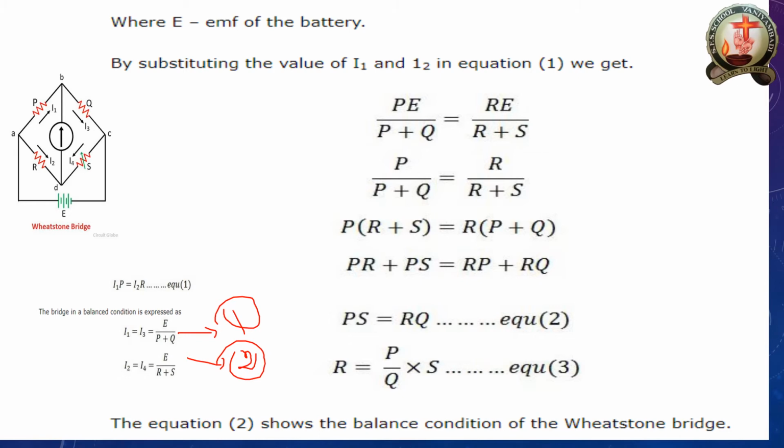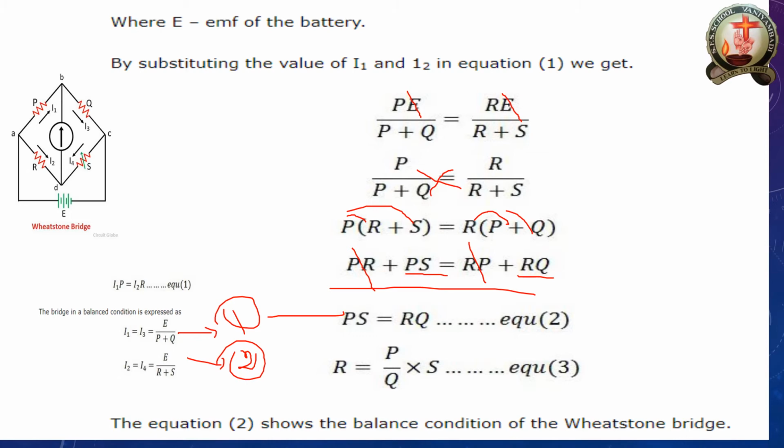PE over P plus Q is equal to RE over R plus S. So this E gets cancelled. We get P into R plus S equals R into P plus Q. So I'm going to cross multiply this one, we can get this answer. I'm going to do the inner multiplication, and I can get this answer. PR plus PS equals RP plus RQ. So RP is common for both sides. So PS is equal to RQ.